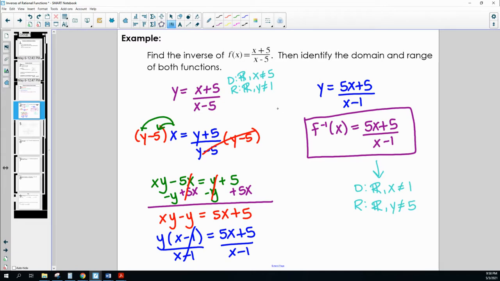So for the problems that are a little bit difficult to find the range, if we just find the domain of the inverse, that will help us find the range. Okay, so let's look at another one.